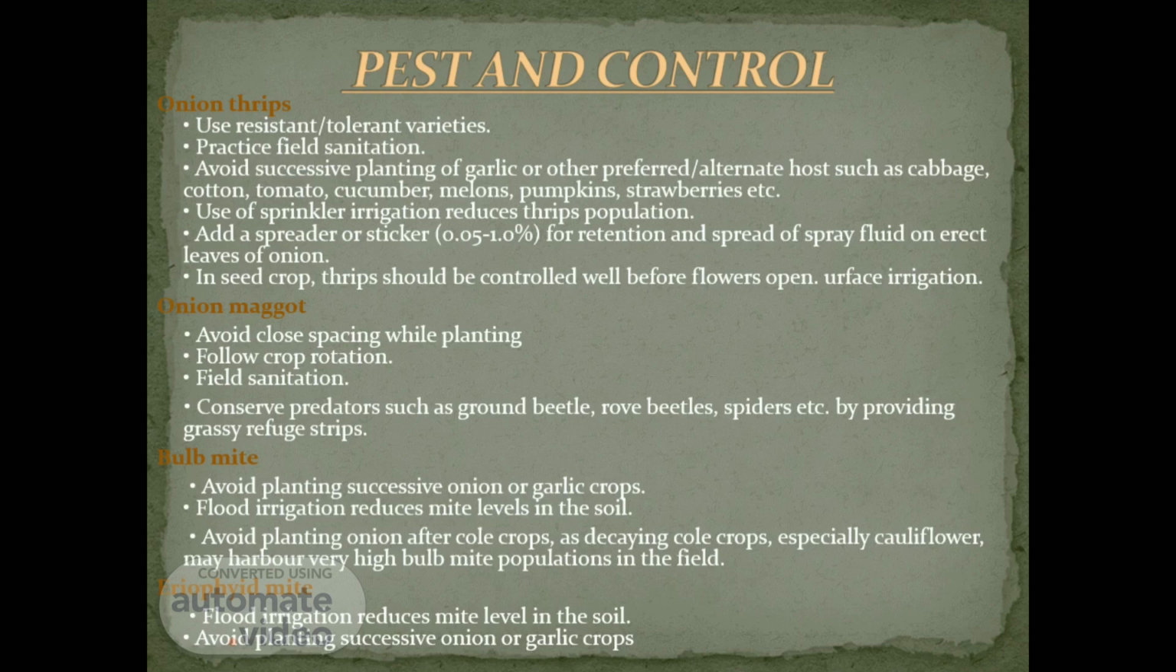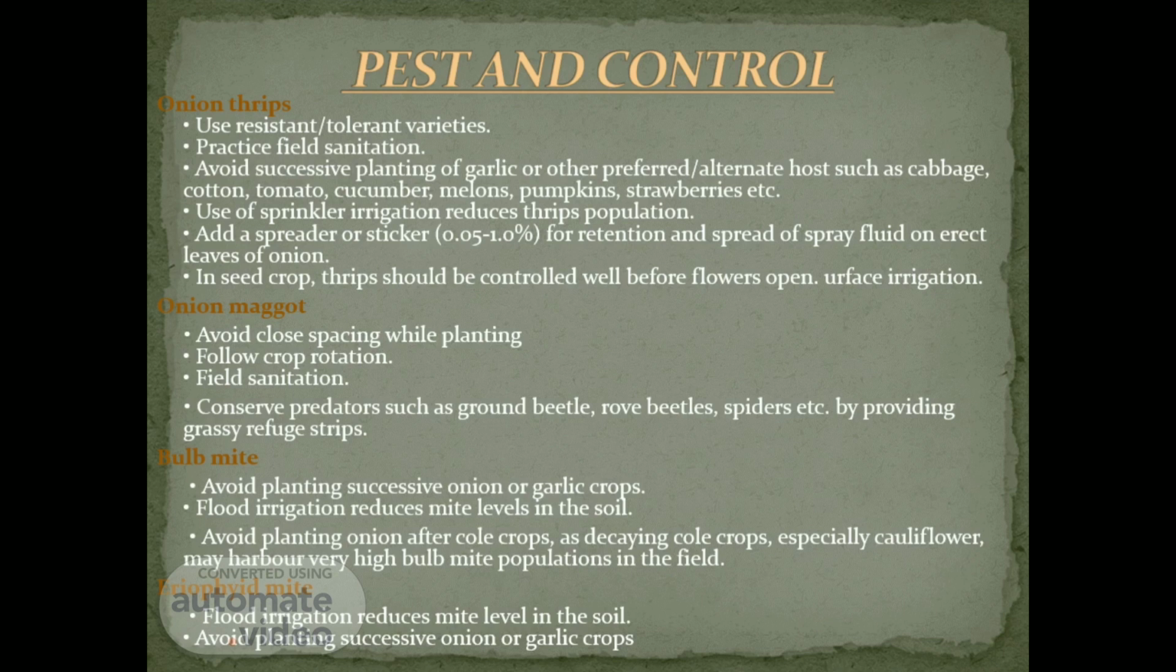Second, onion maggot. They are controlled by avoiding close spacing while planting, by following crop rotation and by practicing field sanitization. Conserve predators such as ground beetles, rove beetles, spiders, etc. by providing grassy refuge strips.